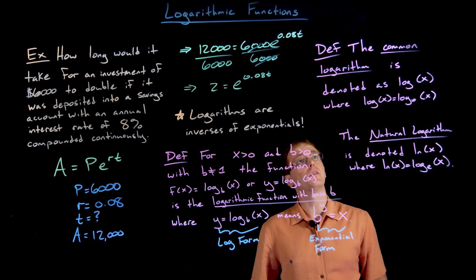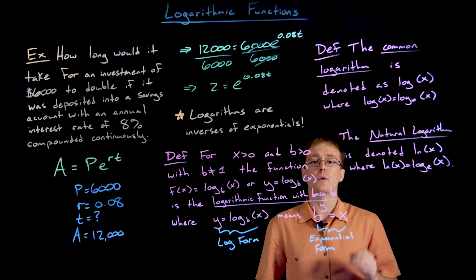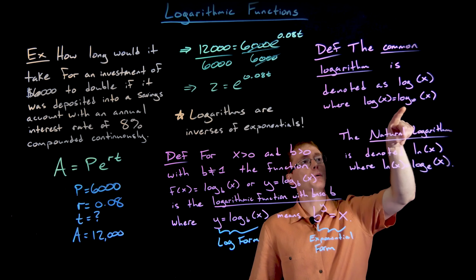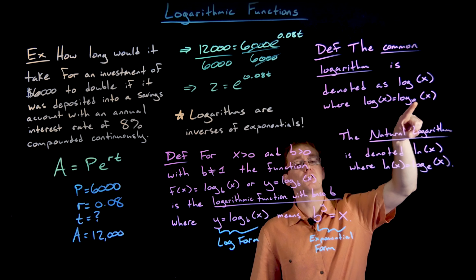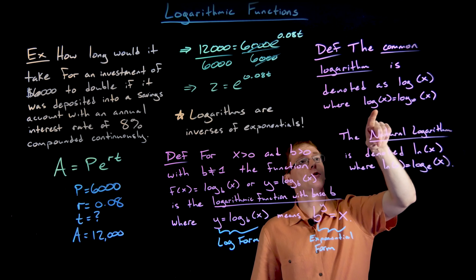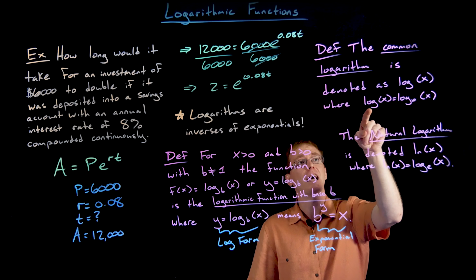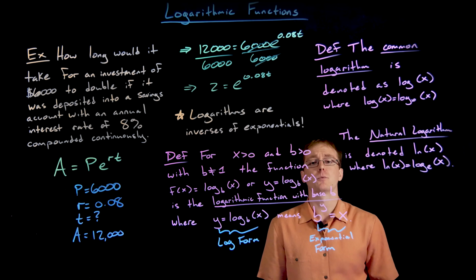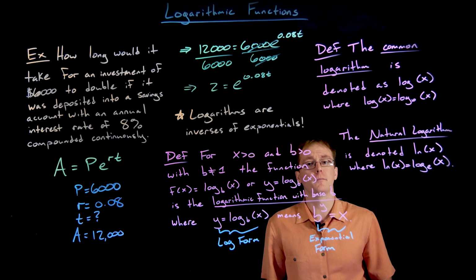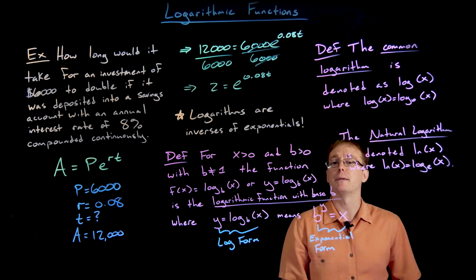The common log is log with a base of 10, and it's denoted in a different way. Normally with our logarithmic notation, there's a little subscript to the right of our log where we denote the base. And so if that subscript is missing, if you just see log of x, that means we're talking about log base 10 of x. It's such a common logarithm that we don't take the time to write the base in there.